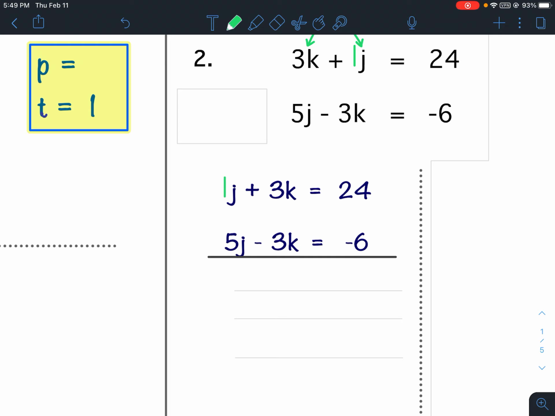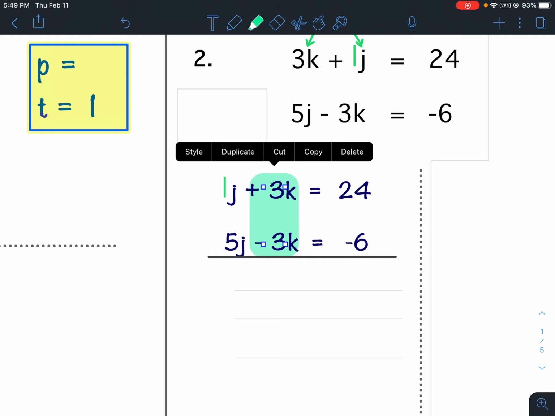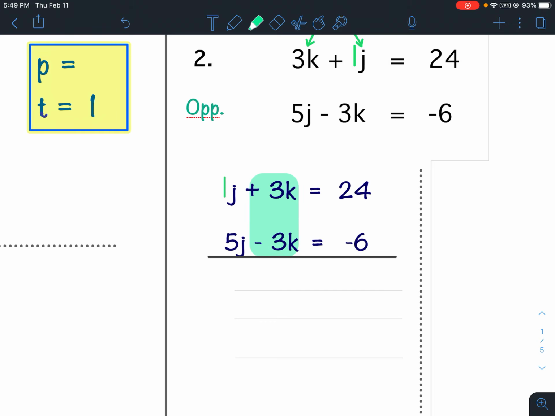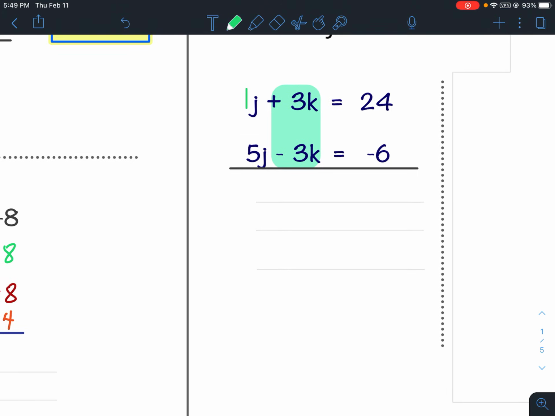Well, after flipping it around, you should recognize that we have opposites right here. The positive 3k and the negative 3k are opposites. So, you can abbreviate opposites. Go ahead and write that down. Because we have opposites, I can go directly to canceling out my k terms. So that eliminates the k terms.